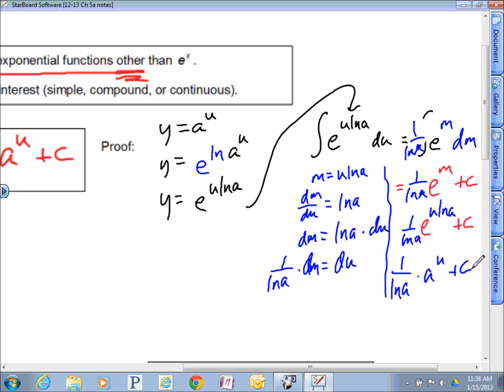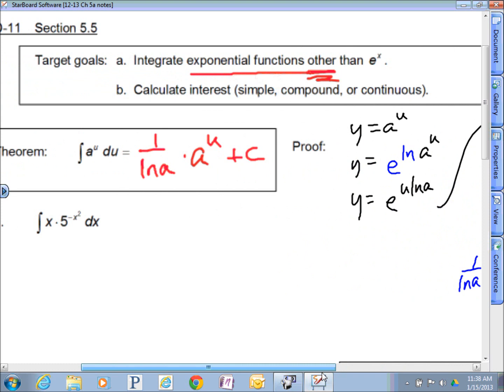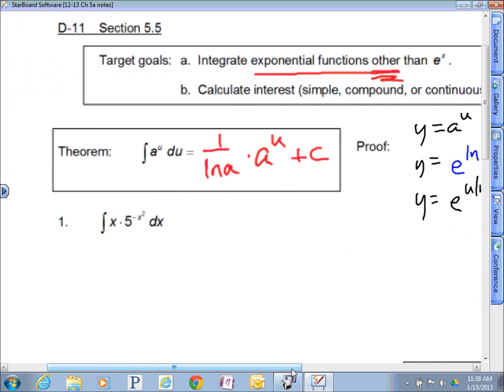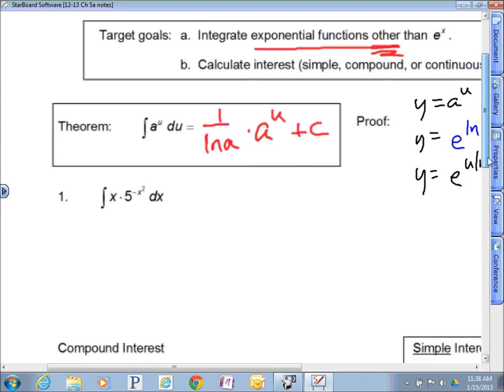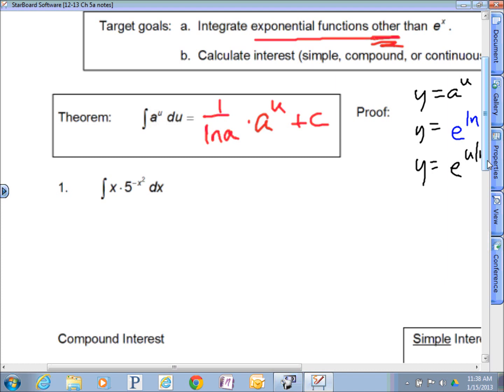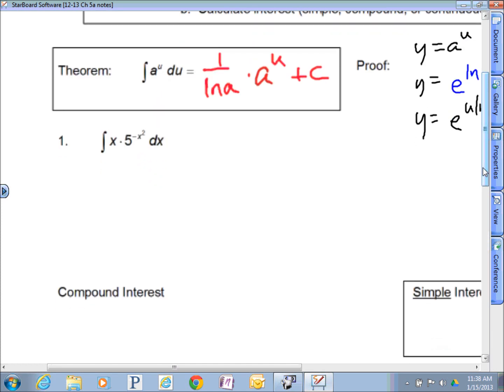So I said the proof was a little bit involved, and it is. So this might be one that you find easier to look at. If it's a base other than e, so a is still a number, it's not e to the u. e to the u is my favorite. It's a to the u. So what am I going to have to do? I'm going to have to throw something in in order to make that work.